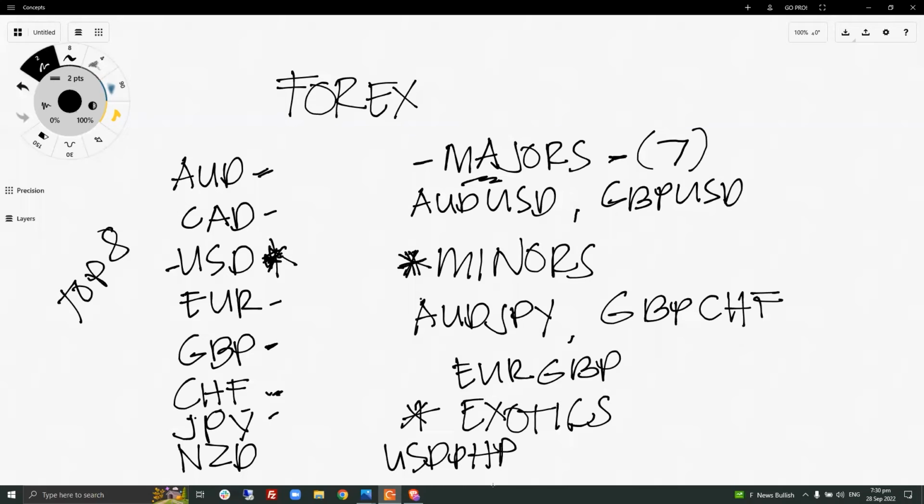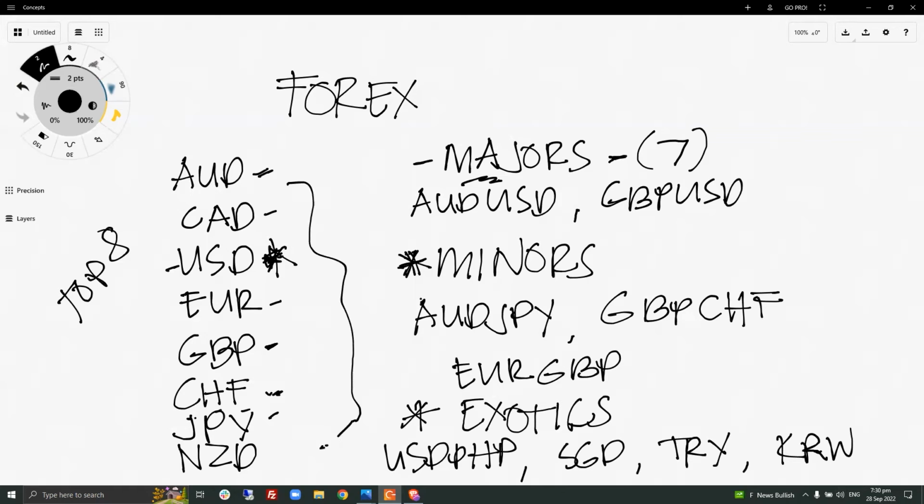So ano pa ba yung mga other examples nito? Actually, Singaporean dollar paired up into other currency pairs would work. Lira is an example. Korean won is another example. So any other currency na hindi kasama dito sa top 8, tapos ipi-pair up mo siya into another currency, that's what you call an exotic currency pairs or just simply exotics.